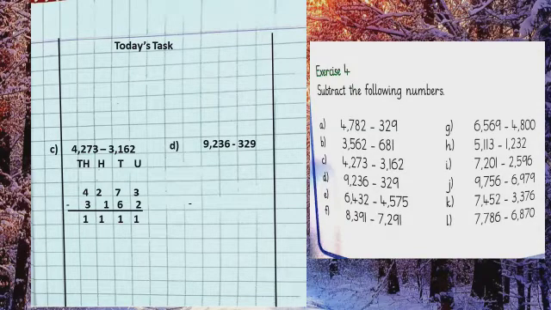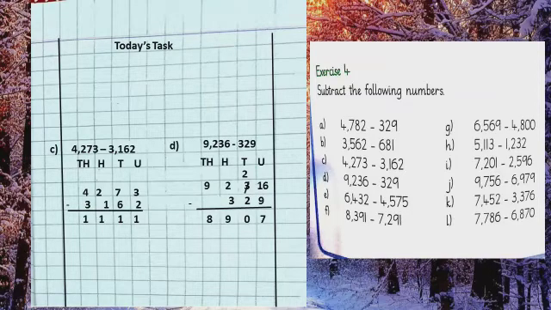Next, D part, we have numbers 9236 minus 329. First, we arrange these numbers vertically and start subtraction from the units column. 6 minus 9. The top value of the units column is smaller than the lower value. So we borrow 10 from the tens value. So the top value of the units column becomes 16 and the tens value becomes 2. 16 minus 9 is equal to 7.